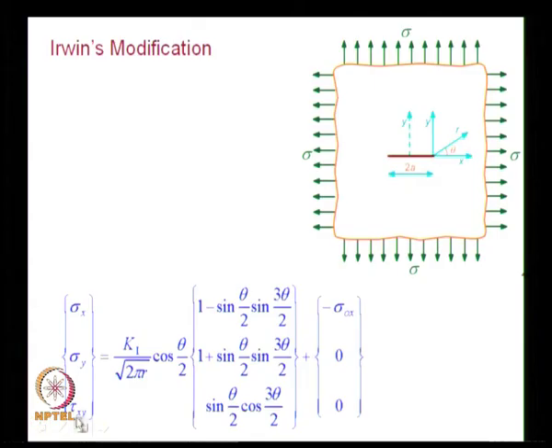The way you have to look at Irwin's modification is, from the experimental fringe pattern, find out sigma naught x as well as K1 for a given problem, and for all your fracture mechanics calculation, use the value of K1 which is obtained by solving both the parameters from the experimental fringe pattern.